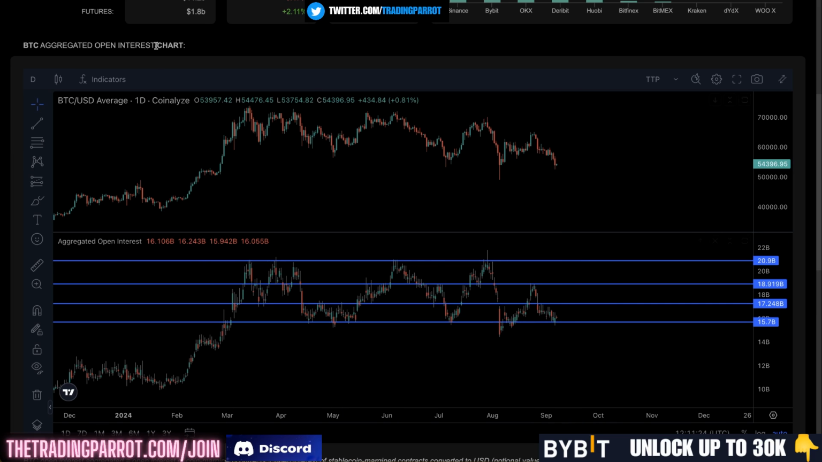You can check this website on Coinalyze. This chart is for free and it shows the aggregated open interest of Bitcoin. I use it on the daily time frame.